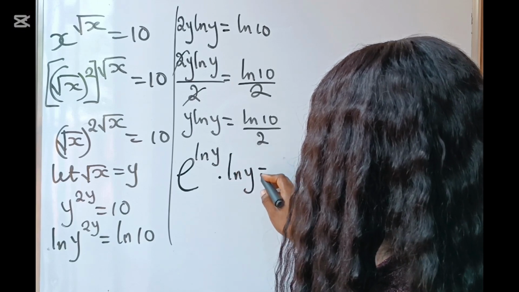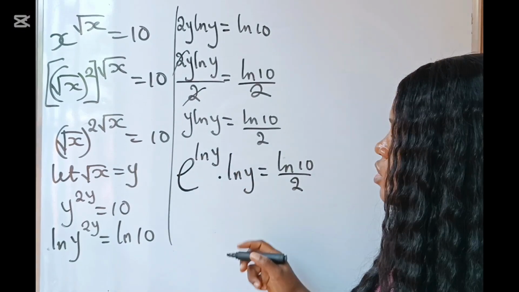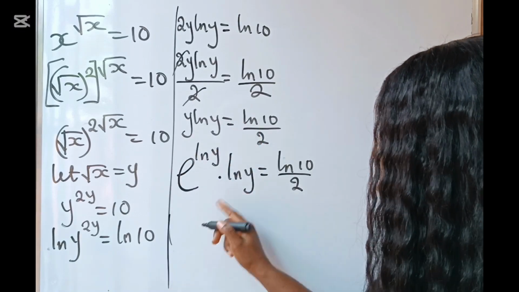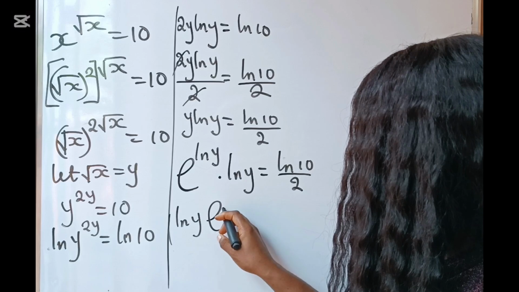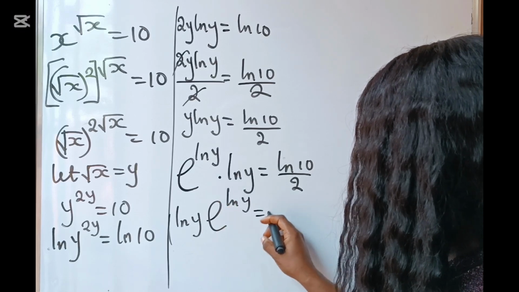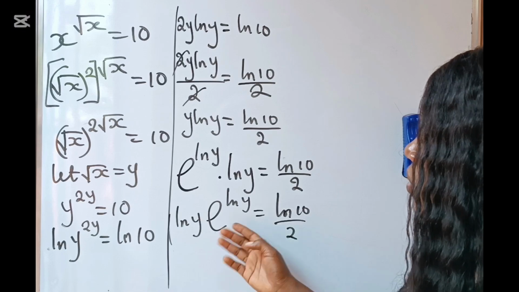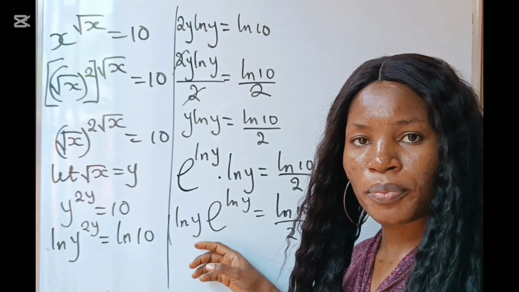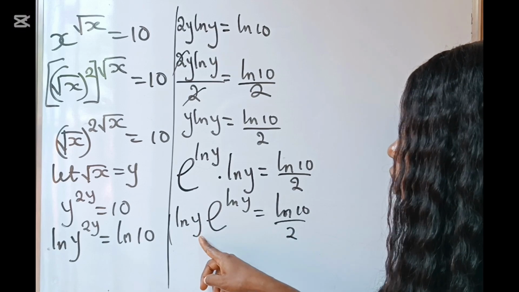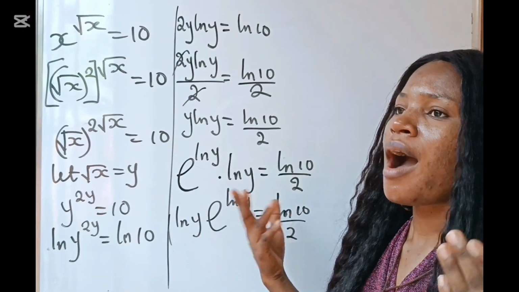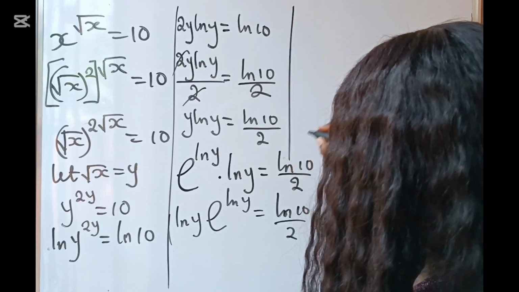ln y is equal to ln 10 divided by 2. So we can rearrange this, and bring this side to have ln y e to the power of ln y is equal to ln 10 divided by 2. Now when you look at this, see that it's already in the form that we can introduce the Lambert W function, because our power and our coefficient are now the same.